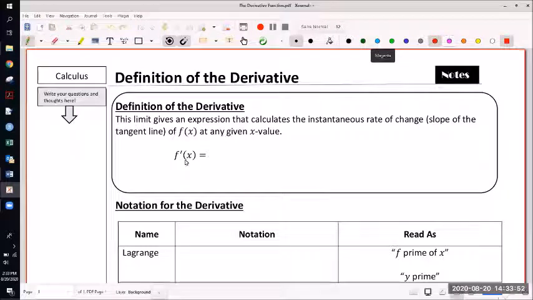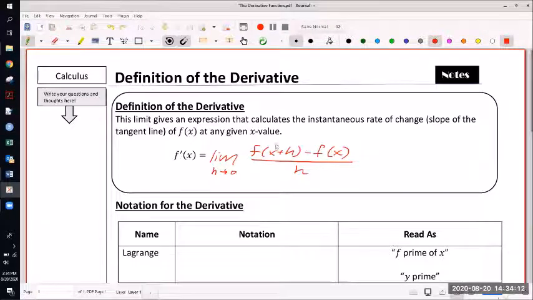So the definition of the derivative, f prime of x, using the limit definition, is the limit as h goes to 0 of f of x plus h minus f of x all over h. You may remember that this is the difference quotient. And again, this is the slope of a secant line.